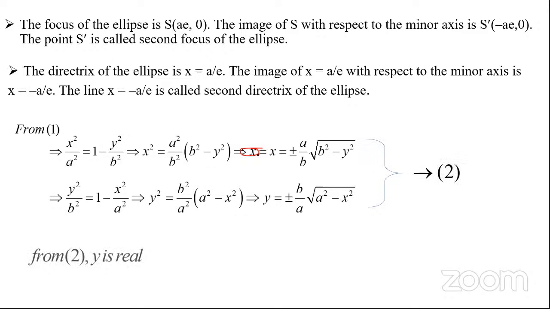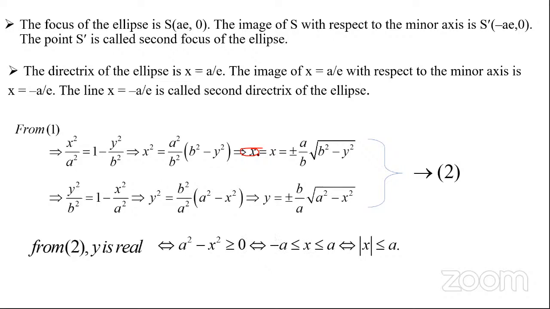Then if y is real, the values lie in mod x less than or equal to a. Why? Because of the value a square minus x square, which should be greater than or equal to 0. This can be written as a plus x into a minus x. These two factors should be positive, otherwise any one of the values should be 0. So that is mod x is less than or equal to a.